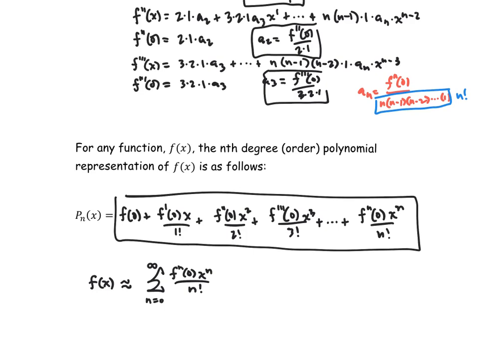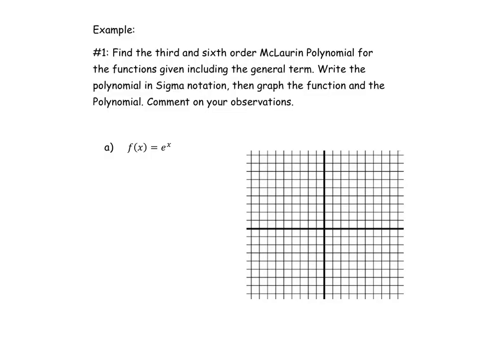Okay, if I wanted the third degree polynomial, which wouldn't be equal to f of x, but would be an approximation, I would just go from 0 up to 3. If I wanted the 13th degree polynomial, I would go up to 13. All right, let's use this on our next slide with a practical example.